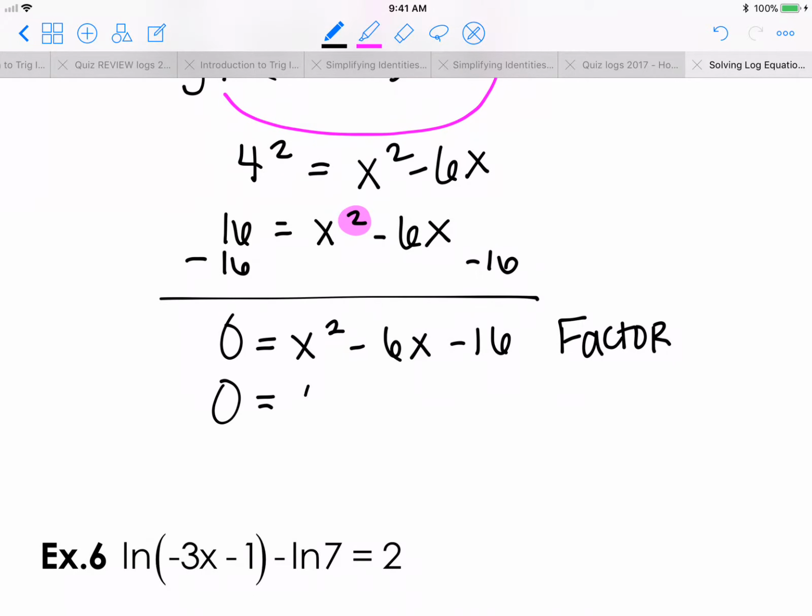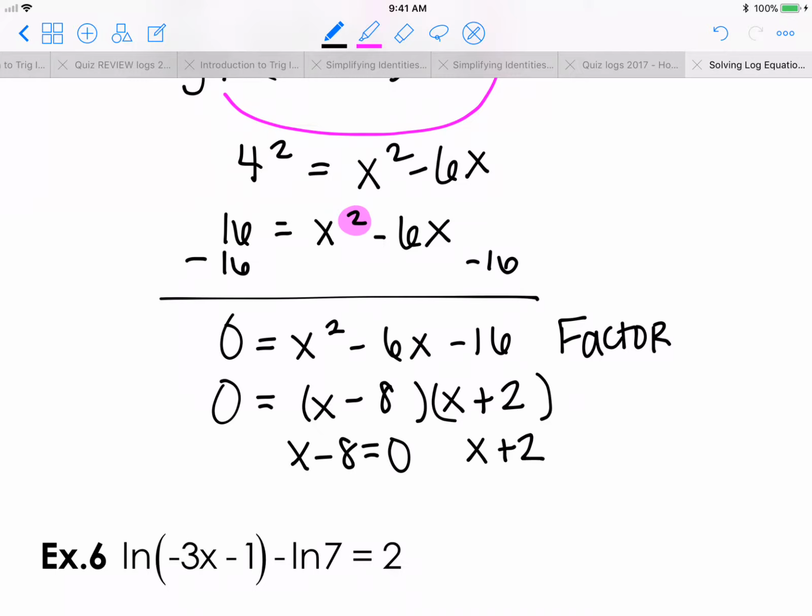So what are factors of negative 16 that are going to subtract to give you negative 6? So we have 8 and 2, and it's got to be a negative 8 and a positive 2. So then we just set both of these binomials equal to 0 and solve for x. Okay, so at this point we have two answers. We have x is negative 2 and 8.